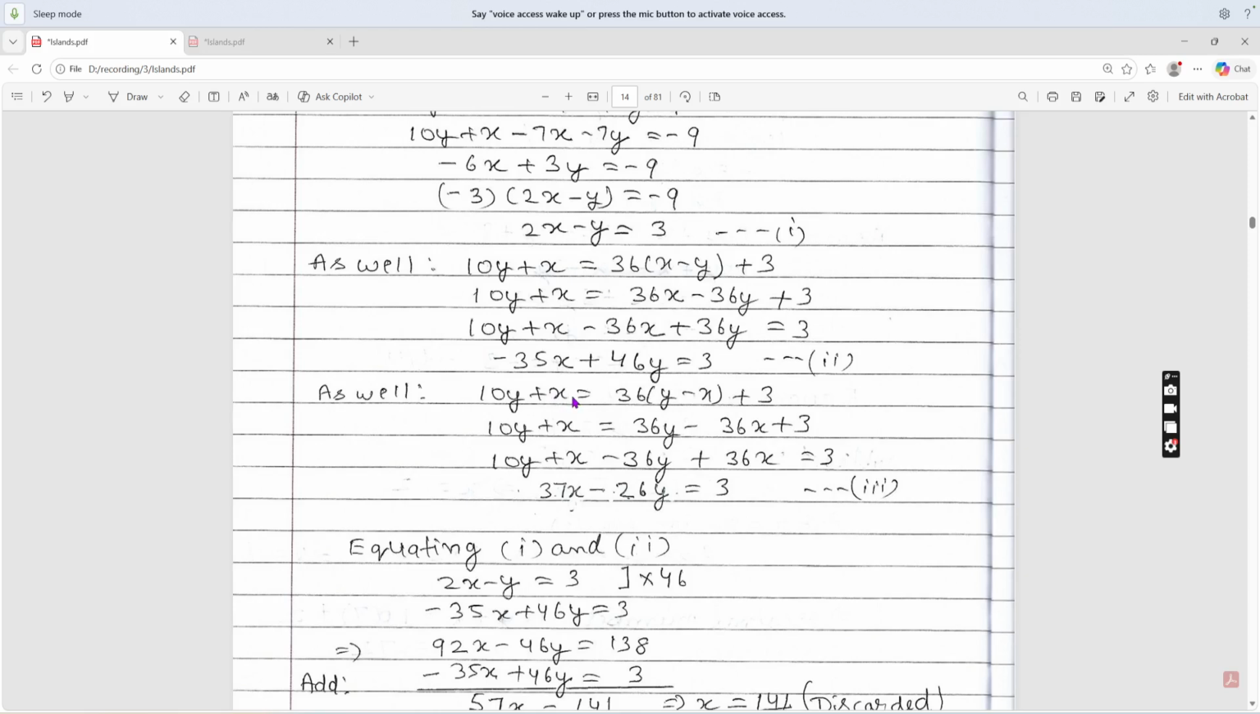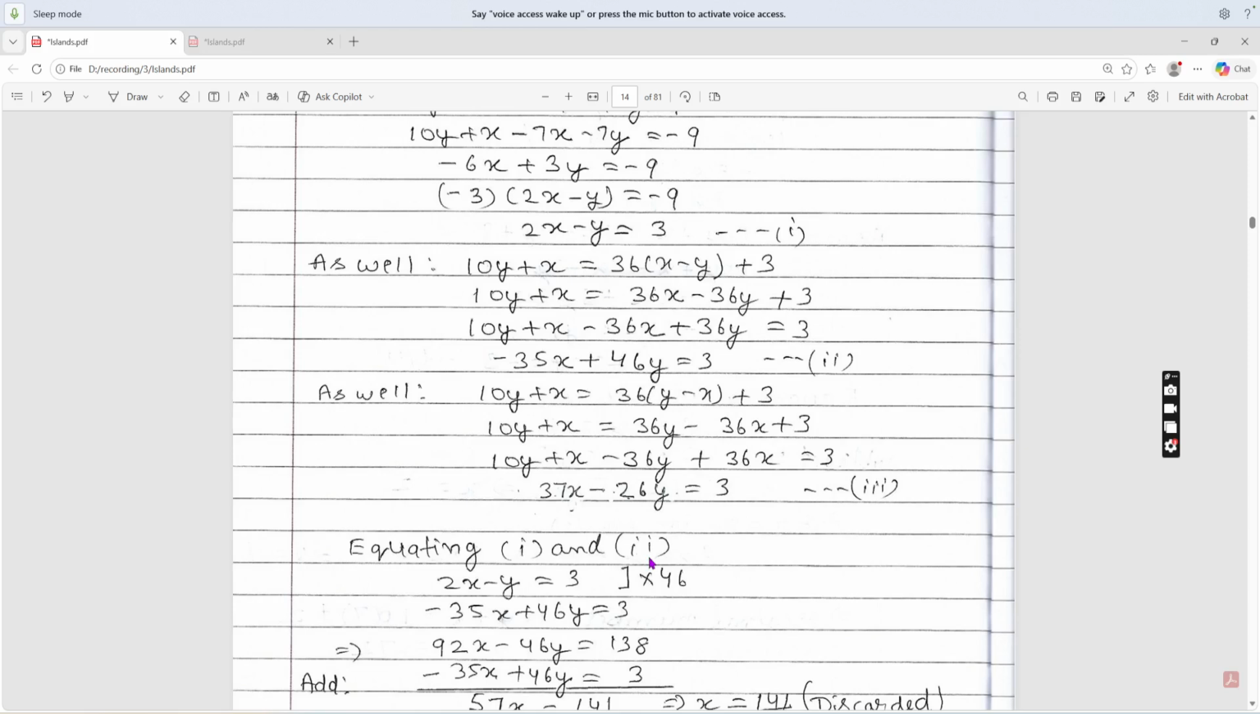Okay, next is 10y plus x is equal to 36y minus 36x plus 3. Now it would be 10y plus x minus 36y plus 36x is equal to 3. Now just do it with the like terms. 10y minus 36y will give us minus 26y. x plus 36x will give us 37x is equal to 3. It is equation number 3.